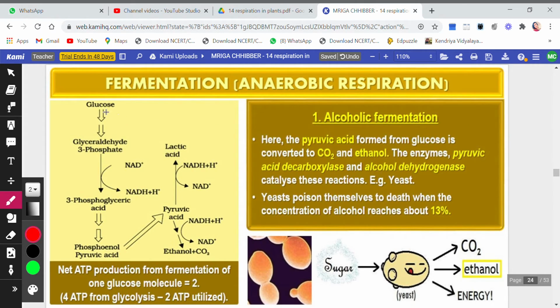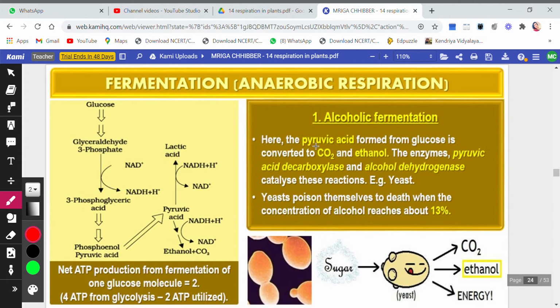Now you see the steps here. Glucose gets broken down into glyceraldehyde 3-phosphate. This we have already done. Then 3-phosphoglyceric acid, and then we are getting pyruvic acid. So till here we have done in our EMP pathway, which we have already done in the previous videos.